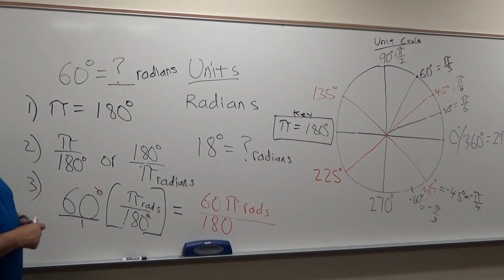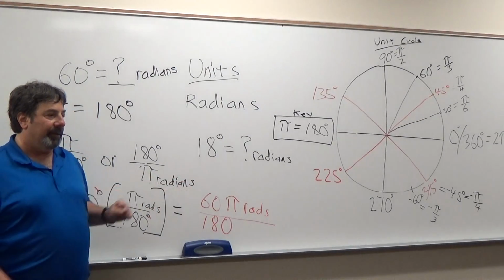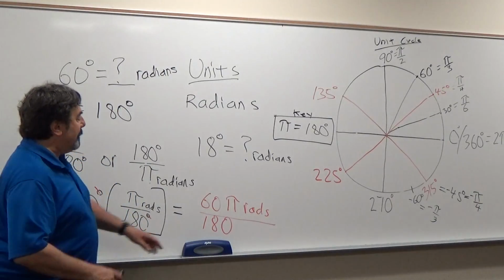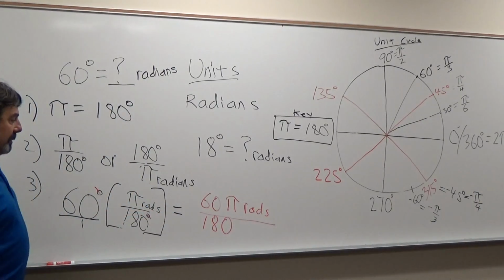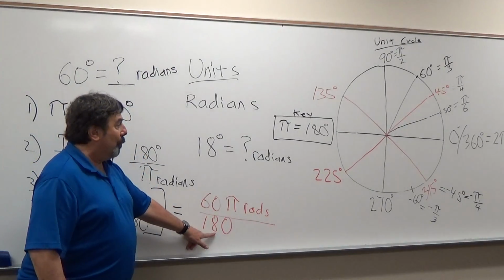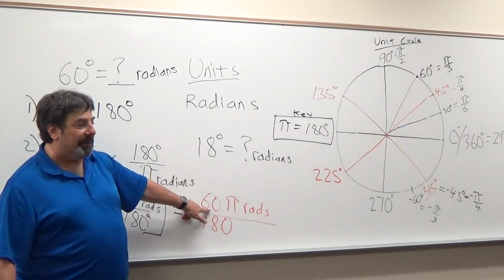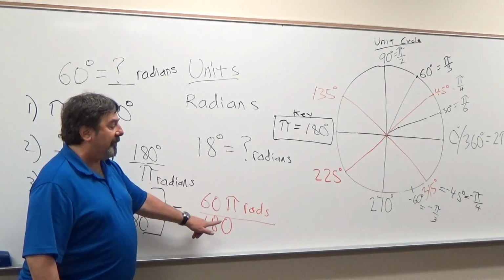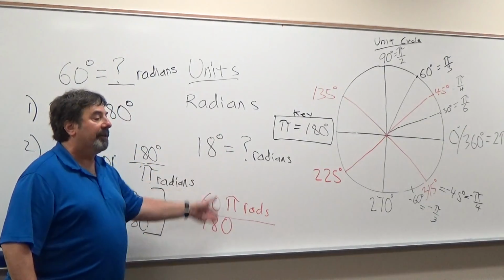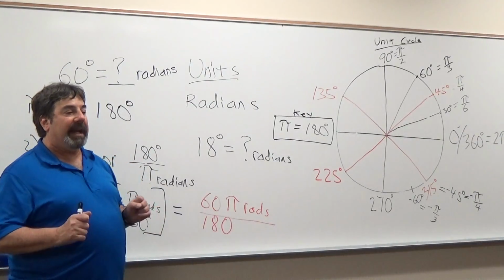Now I have to reduce this fraction to end up with the final answer. What I'm going to do is I'm going to rewrite 180 as a factored number with 60, this number right here, being one of the factors. I'm going to rewrite 180 as 60 times some number. That way I'll be able to cancel the 60s. This is a good way to reduce fractions. It's called factor and cancel.